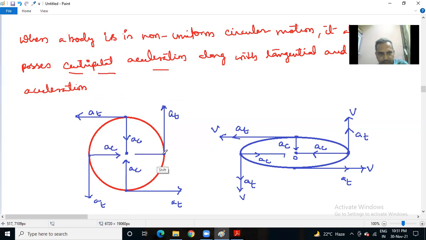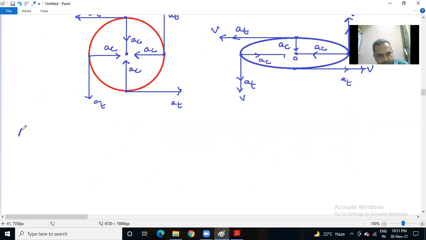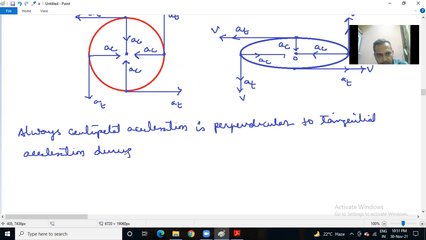Therefore, centripetal acceleration is towards the center and it is always perpendicular to tangential acceleration during uniform circular motion.